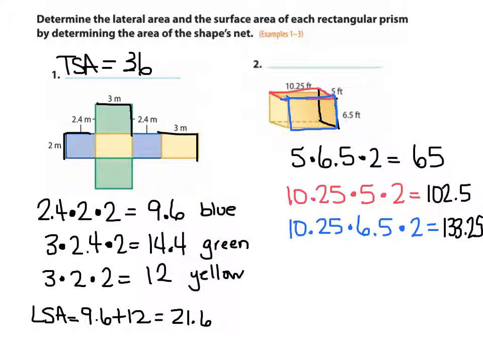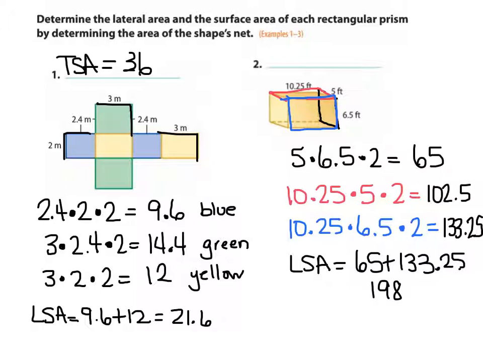Now we need to find our lateral surface area. Remember, think of a soup can if this kind of helps you. We don't want the top and the bottom, the circular part of it. We want what's wrapped around it. So it's the same idea here. We're going to take our 65 plus our 133.25. That gives us a lateral surface area of 198.25.